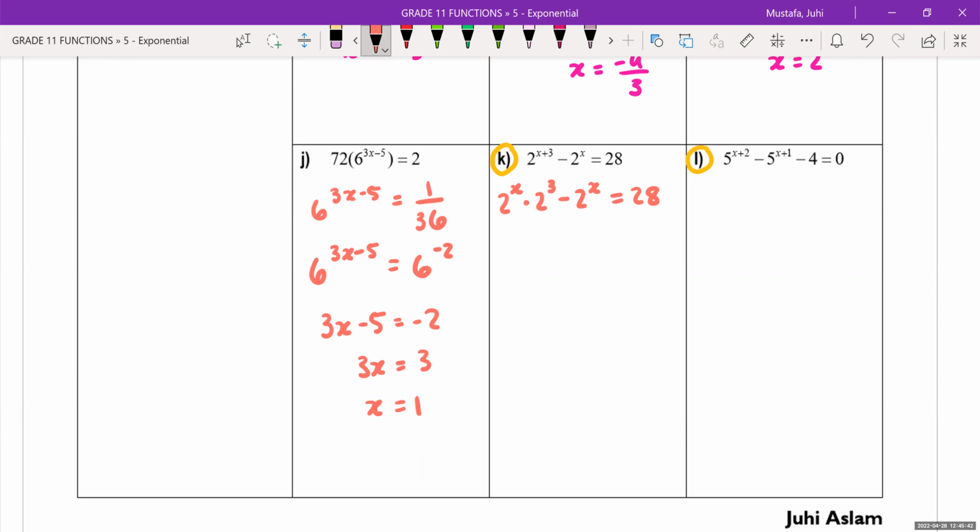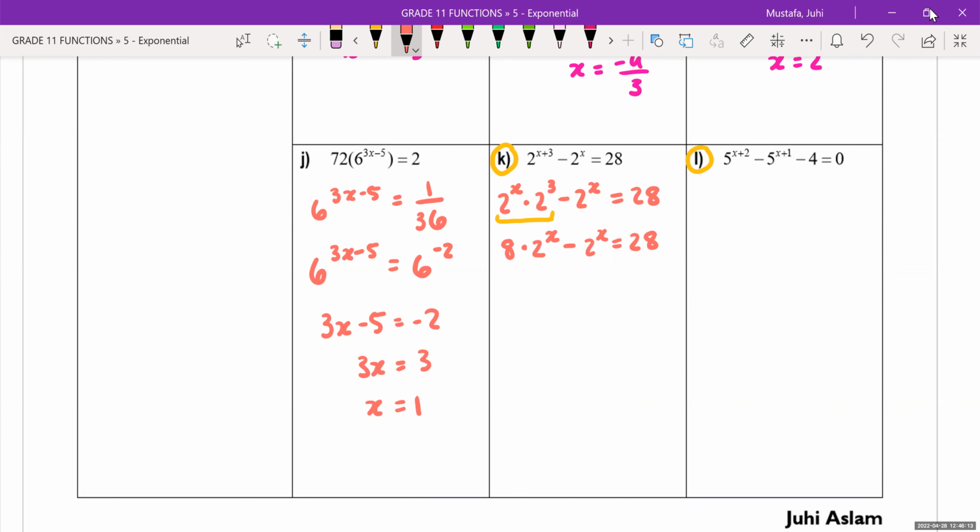Okay, now we have to recognize that in this question, these two numbers are one term. They belong together, so they're multiplied together. So I can actually keep them together and I can solve 2 to the power of 3, which is going to give me 8. So 8 is the coefficient times 2 to the power of x minus 2 to the power of x is equal to 28.